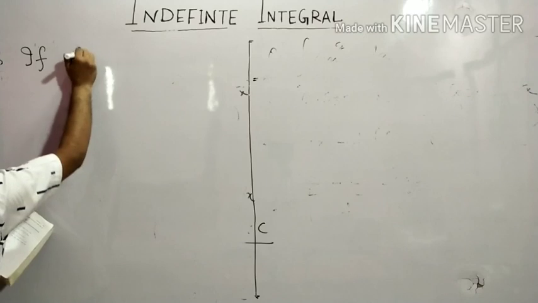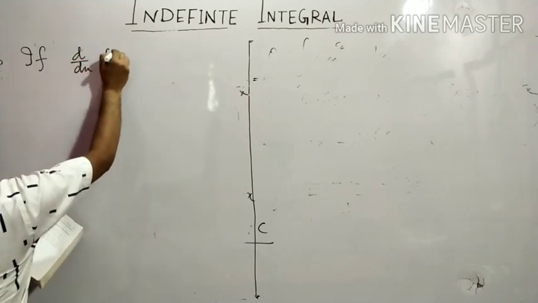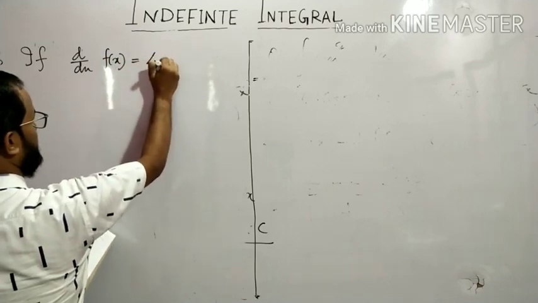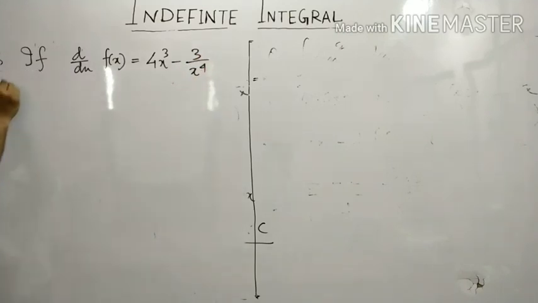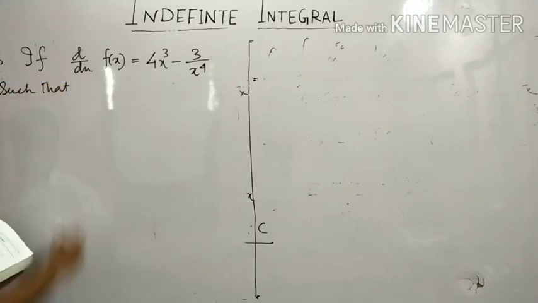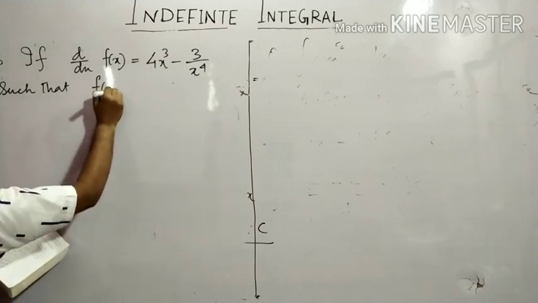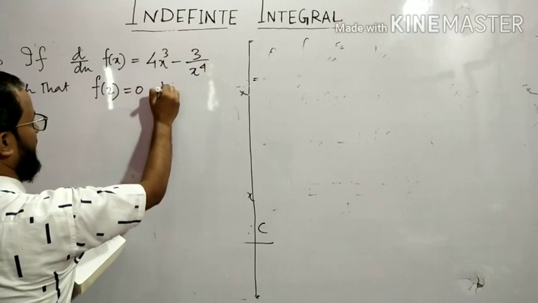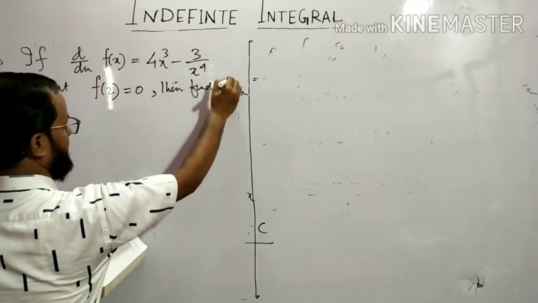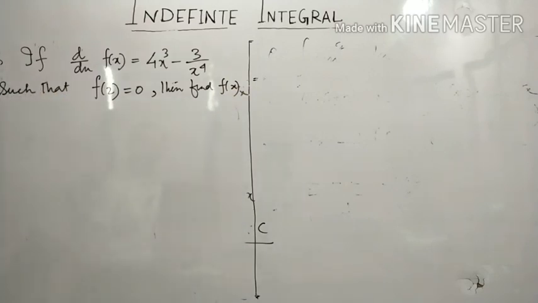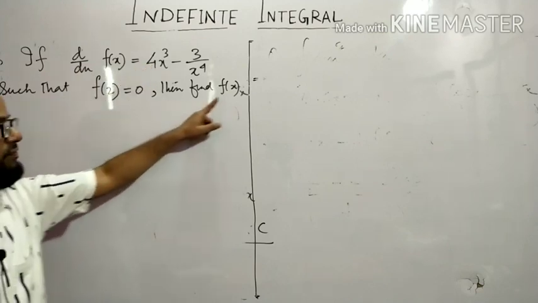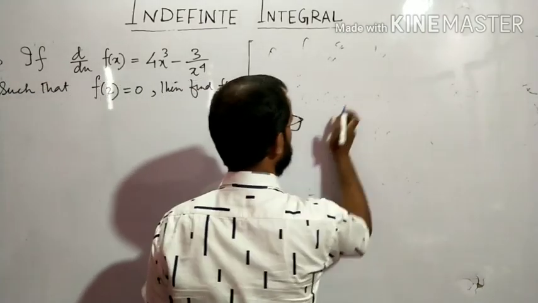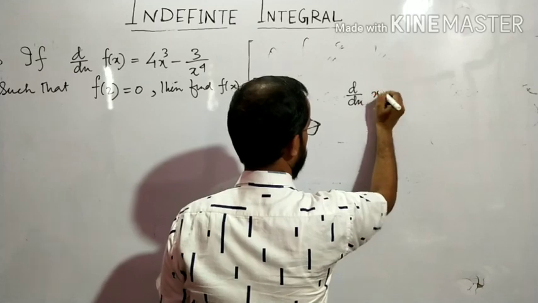if d/dx of f(x) equal to what, 4x cubed minus 3 by x to the power 4, such that f(2) equal to 0, then find f(x). You have to find the function. Clear? Given that d/dx of f(x) is equal to this, this is given with the functional value at 2 equal to what, 0. You have to find f(x). Okay, remember one thing. Suppose you know that d/dx of, suppose x square is equal to what?